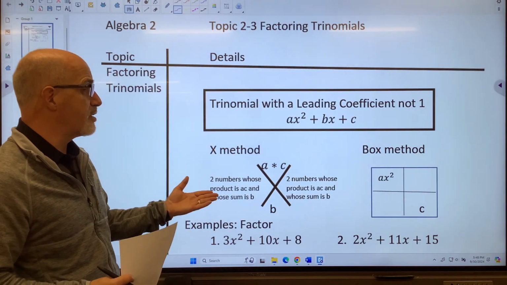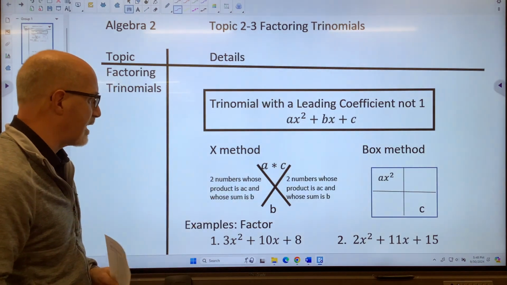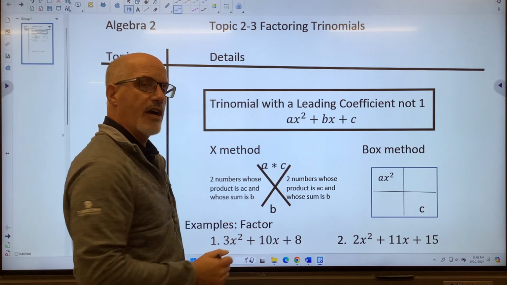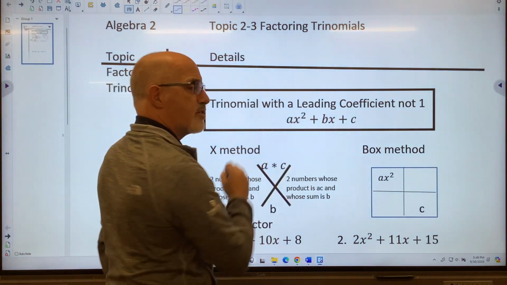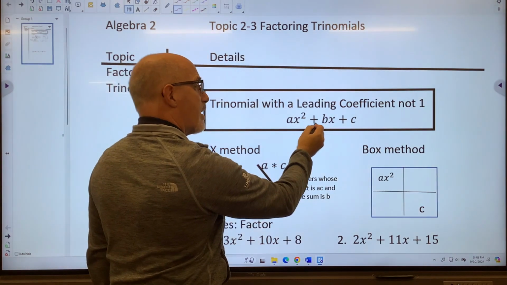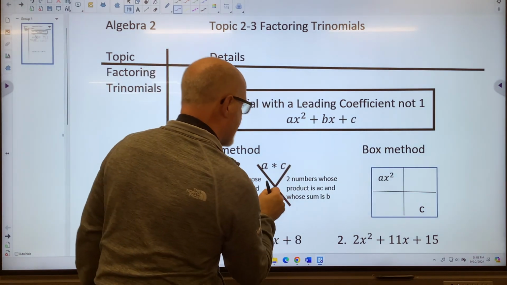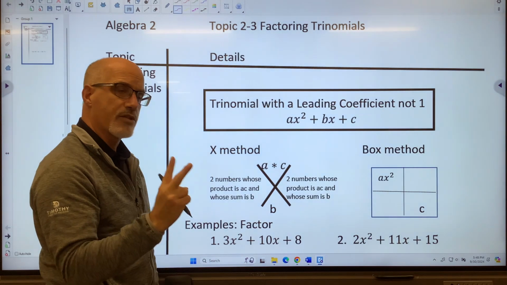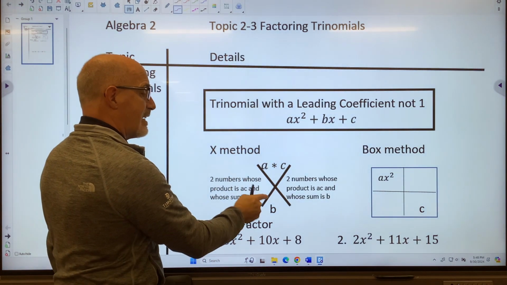So I'm going to start by showing what's called the X method, and then I'll use the box method after that. So the X method is where you form an X on your paper, and you take the first leading coefficient and the last term, you multiply them together. You take A times C, and then whatever the coefficient is in the middle of it, what's in front of the x, that goes in the bottom here. And then we're going to look for two numbers that multiply together to give me this AC and add together to give me the B.